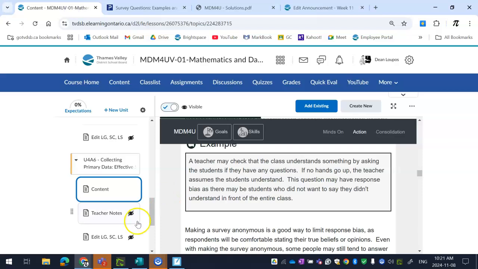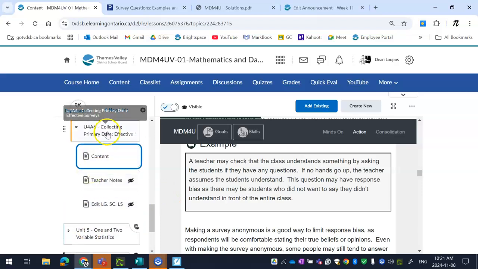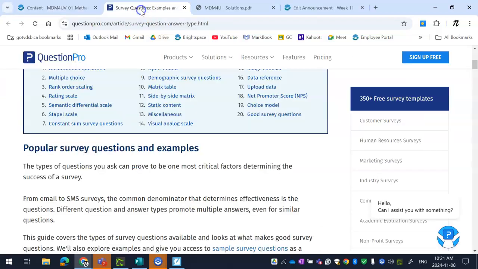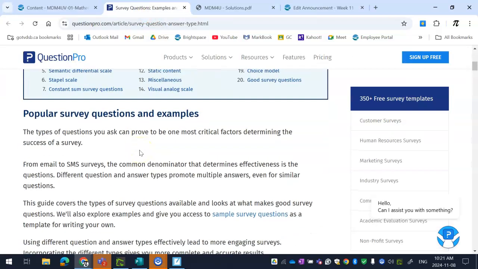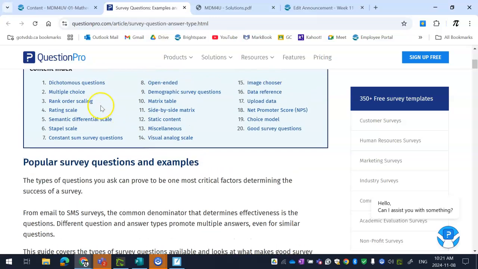So finally, the last part is collecting data and asking questions. When you click on this link, it sends you to Survey Question Pro, and they go through different types of examples of questions. Please don't spend too much time on this, okay? There are different questions: multiple choice, open-ended.